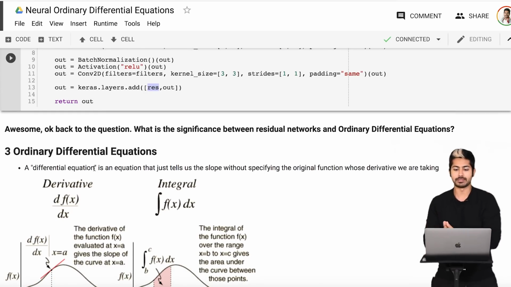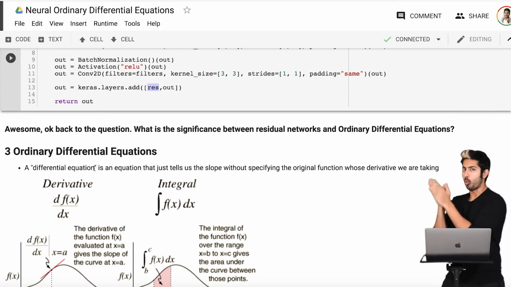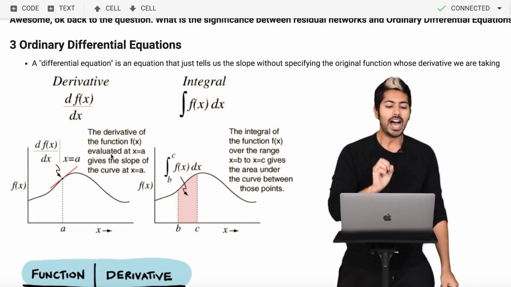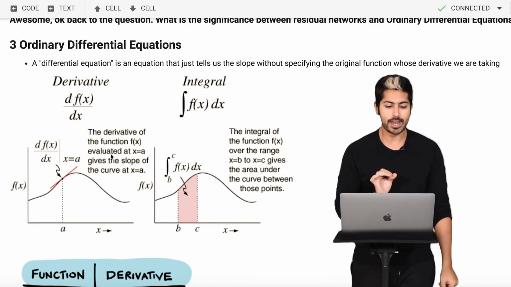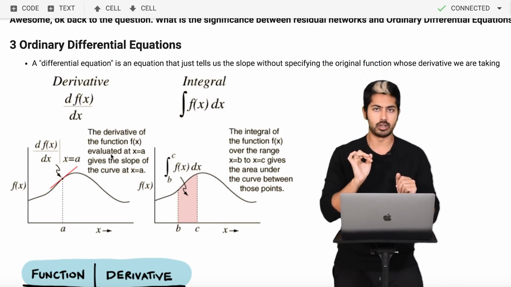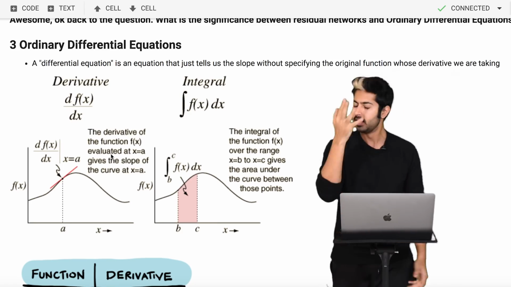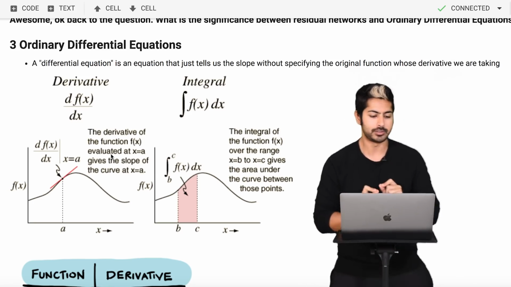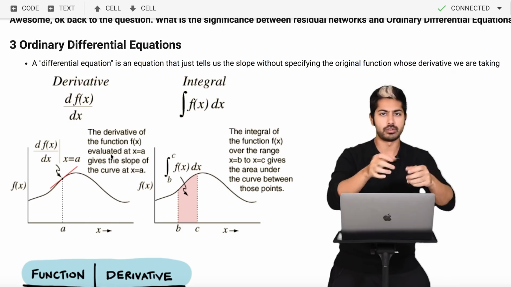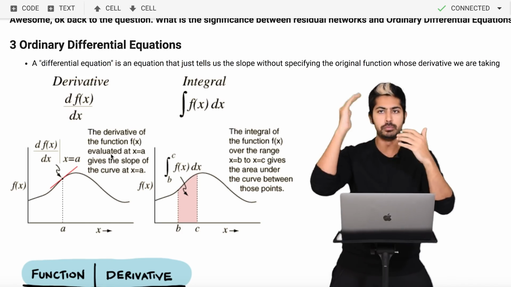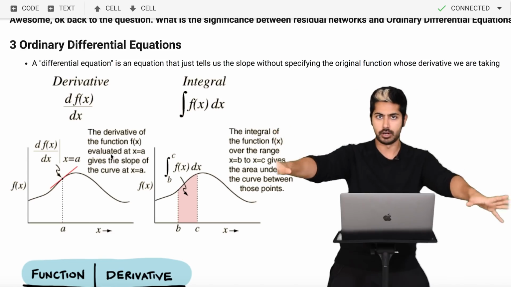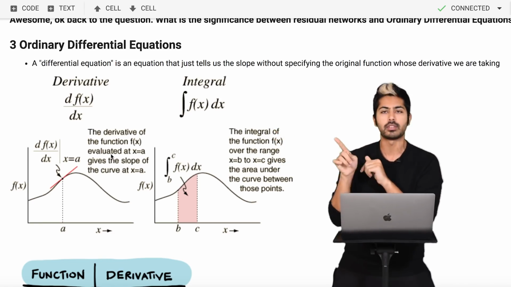So back to the question, I just want to show you that. What is the significance between residual networks and ordinary differential equations? Okay, so a differential equation is an equation that tells us the slope without specifying the original function whose derivative we are taking. Let's just go into this, okay? We've got some calculus. So if we have any kind of function, sine, cosine, x cubed plus 7x, any function, if we graph that function, it could do this, it could do this, it could do this.